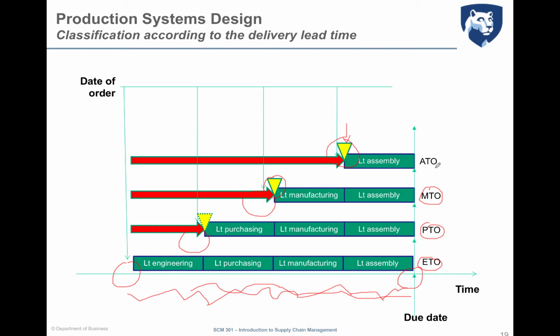Assembly to order. Fiat, Chrysler, Chevrolet don't have already assembled cars in their plant. They start assembling them when they receive orders from the distributor. Assembly to order.